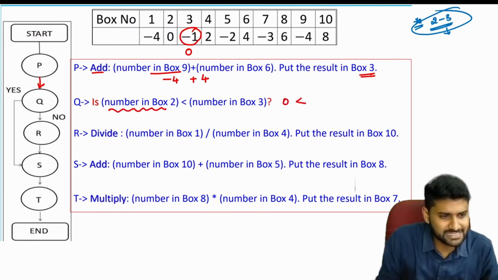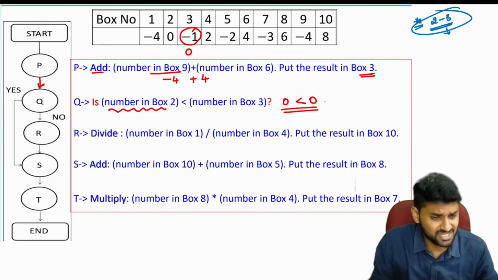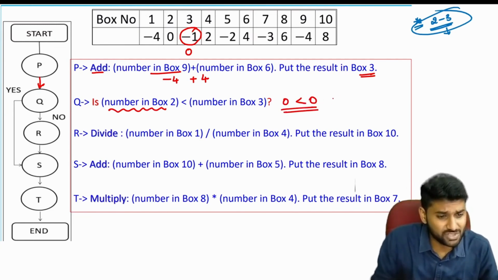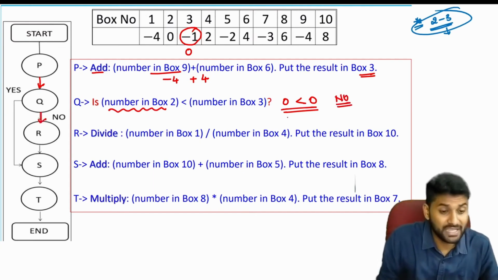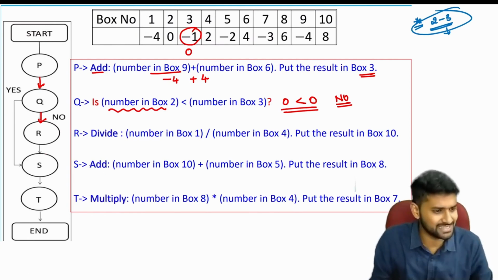0 is less than box number 3. 0 is not at all less than 0, so 0 is equal to 0. Is it yes or no? If 0 is less than 0, no, then you have to shift it to R. If it is S, you can directly shift it from Q to S. So you just understand it this way.